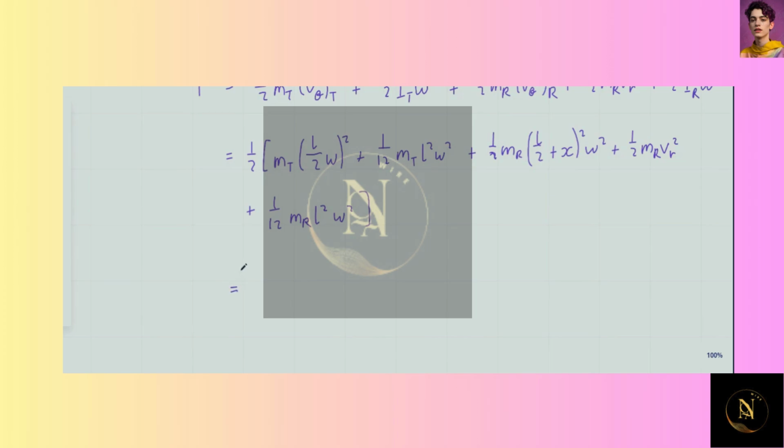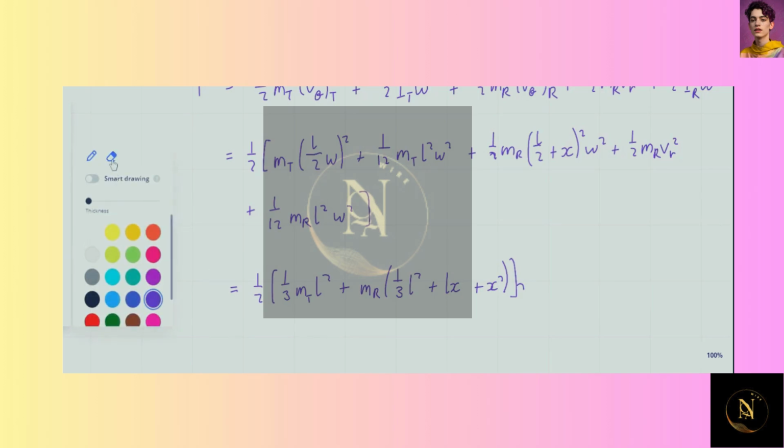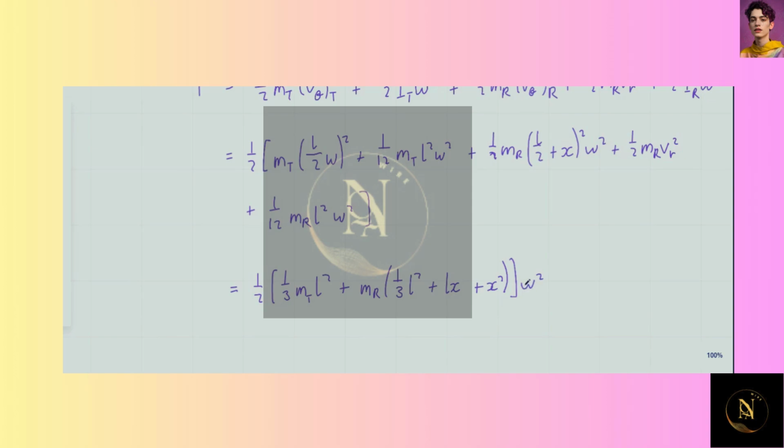And so we can go one better in simplifying this. So we can write this as a half into 1 over 3 m_t L squared plus m_r into (1 over 3 L squared plus Lx plus x squared), and we can bring out a common factor there for these terms of omega squared. Plus a half m_r Vr squared.